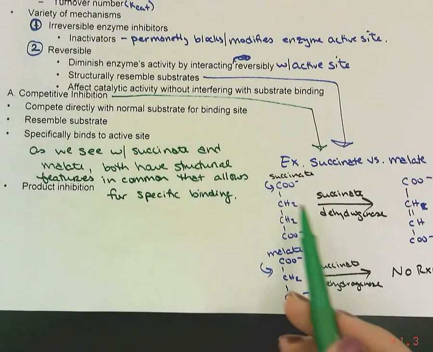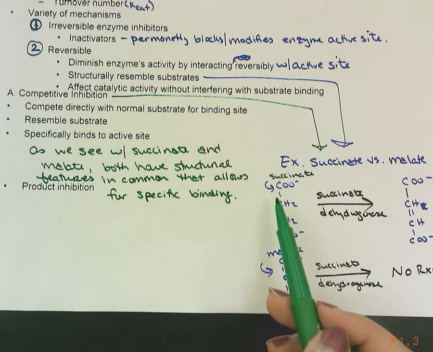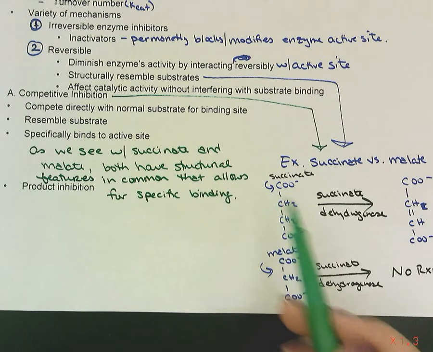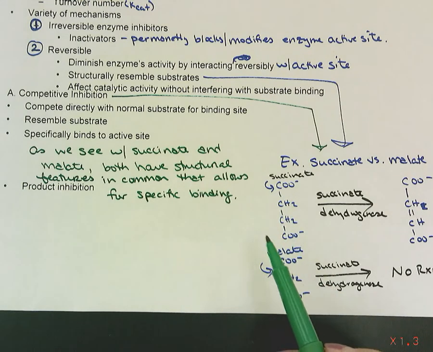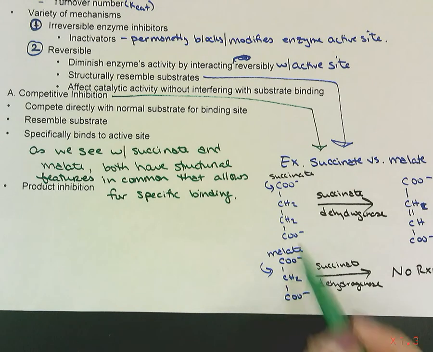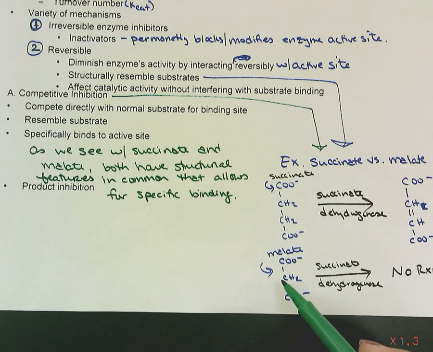So they both have carboxylic acids that are negatively charged on the terminal ends. The only difference is how far apart they are. So either they're 2 carbons apart or they're just 1 carbon apart. So it's allowing for specific binding in the active site.